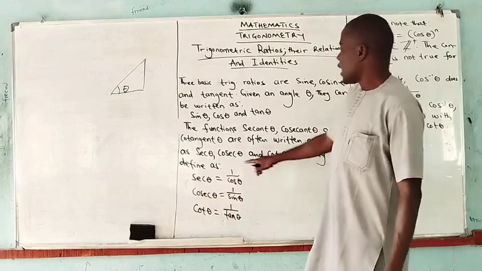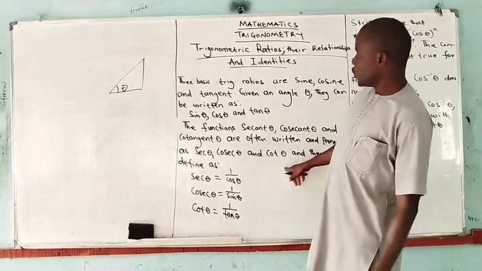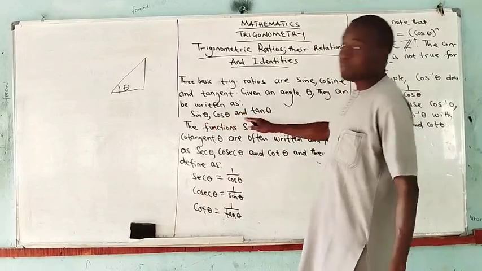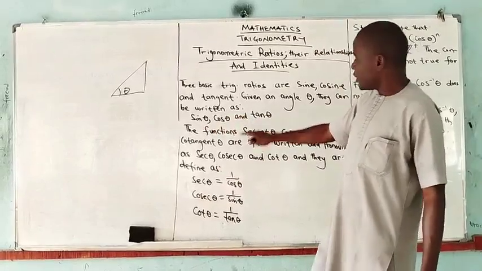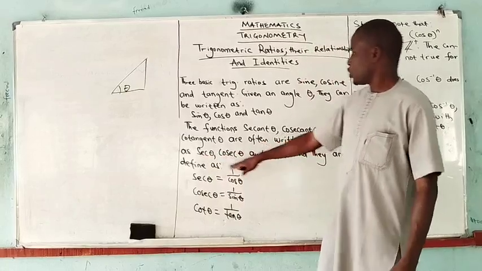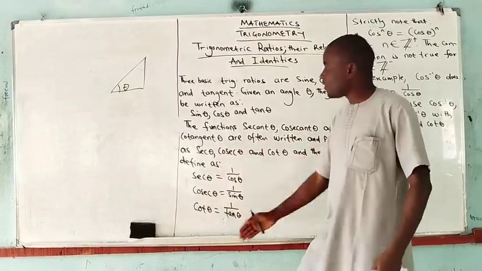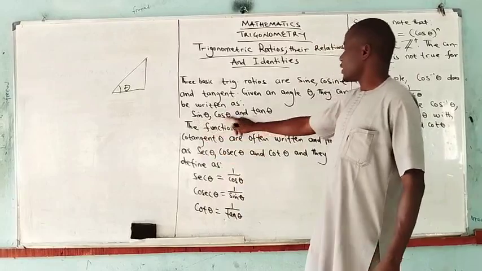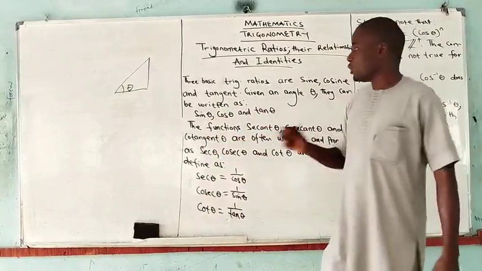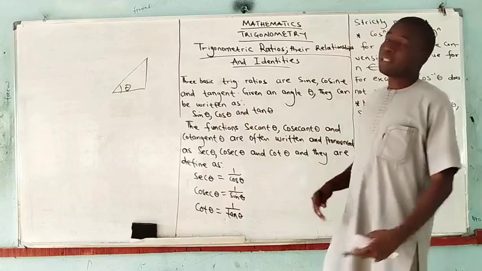So how are they related to these three basics? That is why we call them three basics. All these other trigonometric ratios, sec, cosec, and cot, we are deriving them from the sine, cosine, and tangent. That is why sine, cos, and tangent are the basic ones.